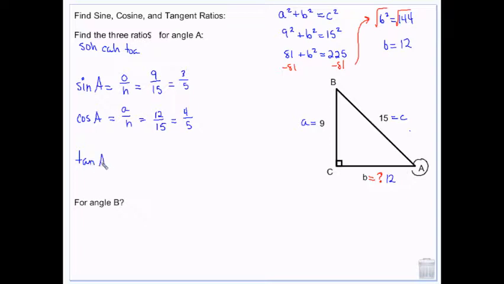And then we have the tangent of A, which is opposite over adjacent. Opposite is 9, adjacent is 12. They both divide by 3, so we get 3/4. And the reason I write sine A, cosine A, tangent A is so I know which one I'm talking about, not just which ratio, but also which angle. Because then I can go and find them for angle B now.